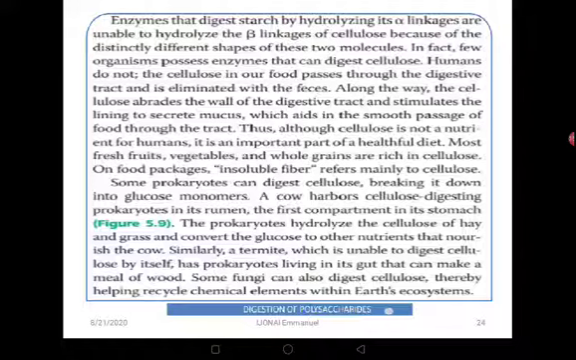So, many organisms do not have enzymes that directly digest cellulose, so they associate with other organisms that can produce such enzymes, as you can see in ruminants, in termites, and other organisms.